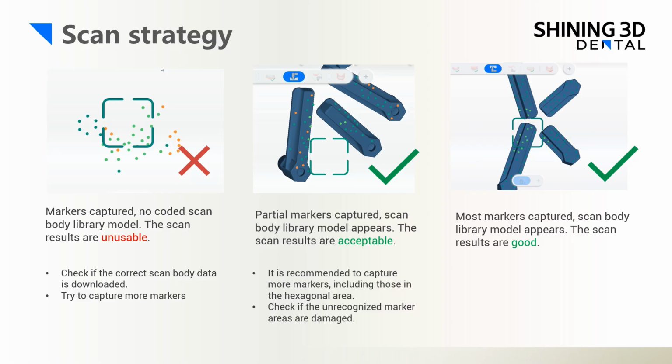The second result is that partial markers are captured and the virtual high-accuracy coded scan body appears in the interface. The scan results are acceptable, but it's still recommended to capture more markers, including those in the hexagonal area. Check if the unrecognized marker areas are damaged or not. The third result is that most markers are captured and the virtual high-accuracy coded scan body appears in the interface, which means the scan results are good.